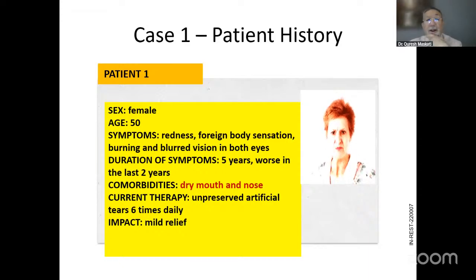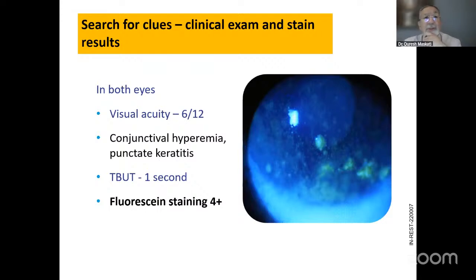So the doctor had done what he thought was correct, put the patient on unpreserved artificial tears as many as 6 times a day. But the patient had only mild relief. You see how she's still complaining over there. So I said, let me search for clues. In both the eyes, the visual acuity was not 6/6. It was 6/12, a little less acuity.